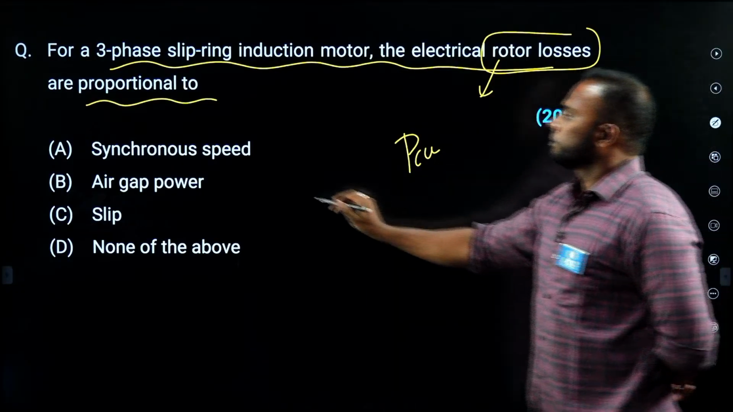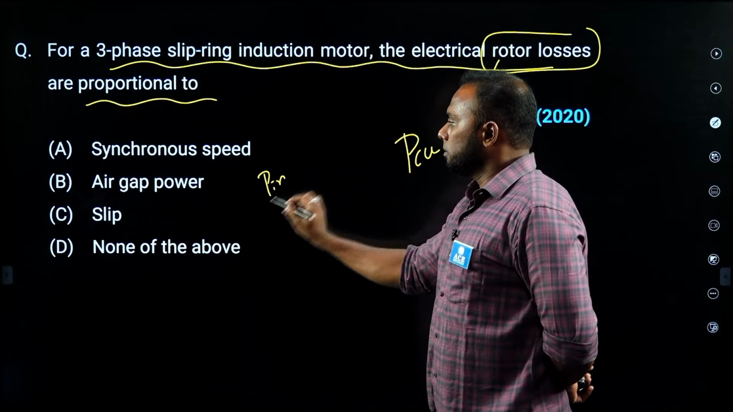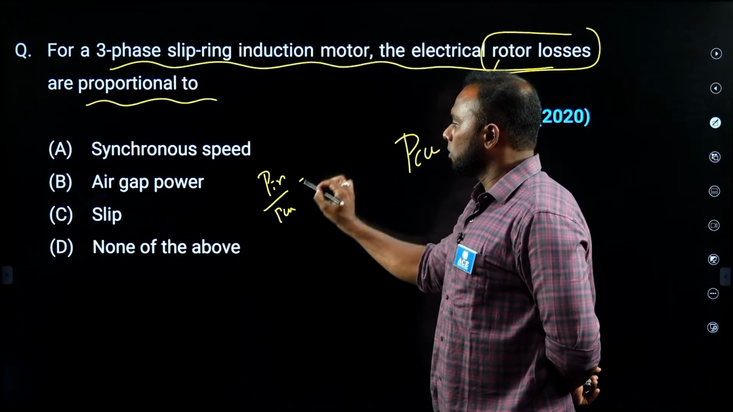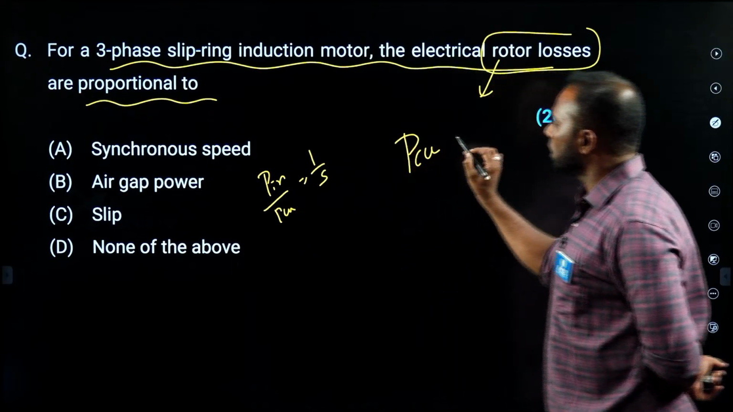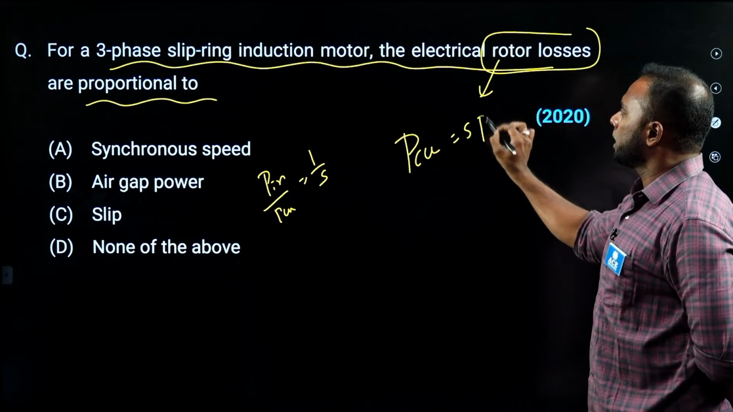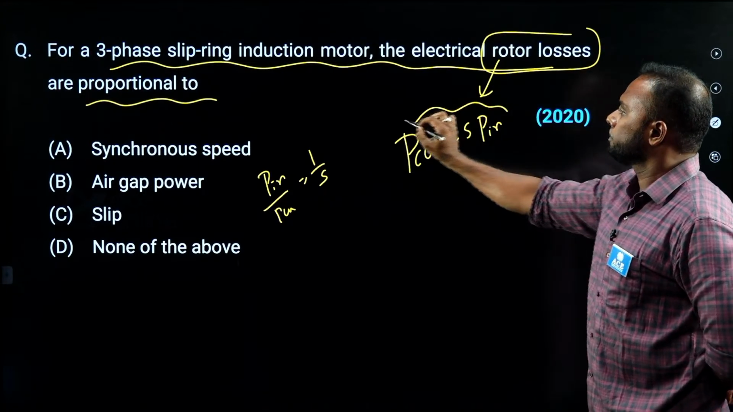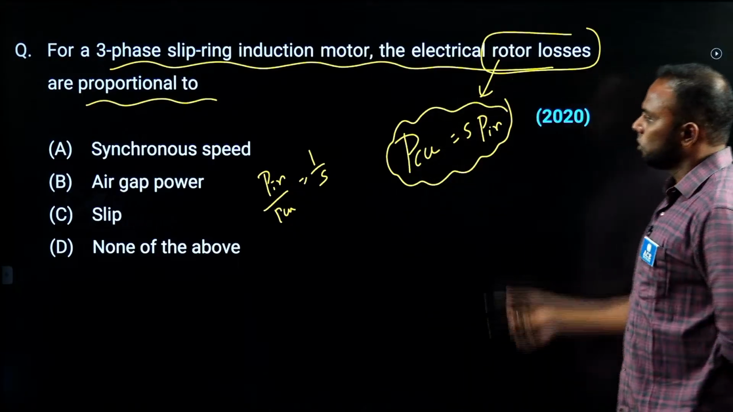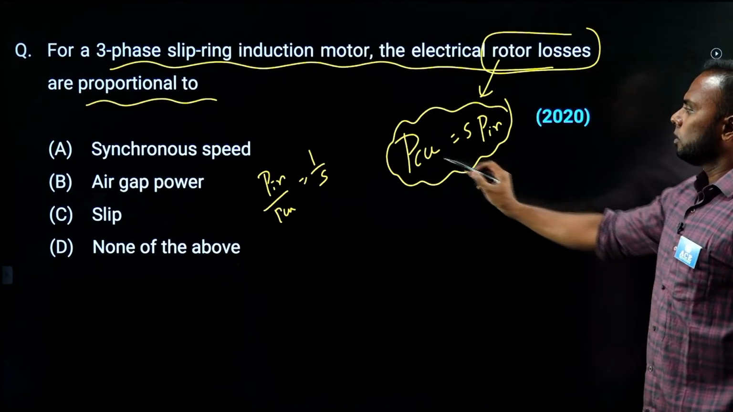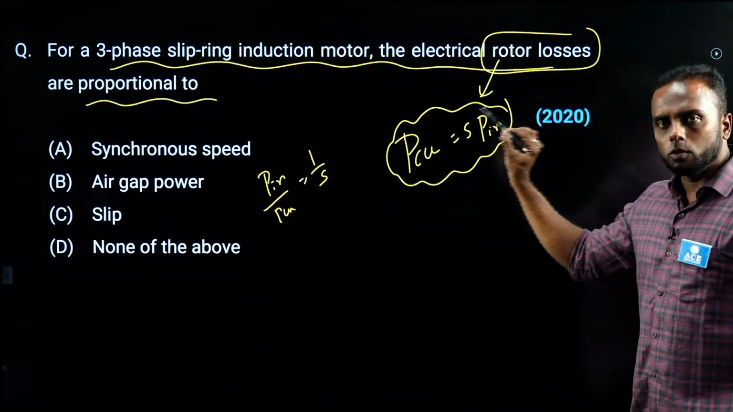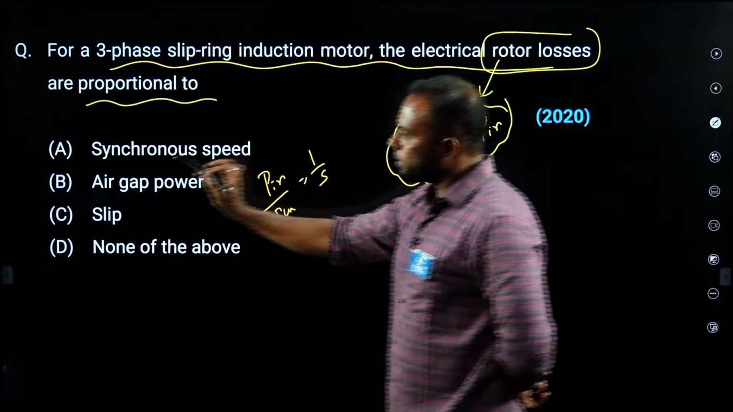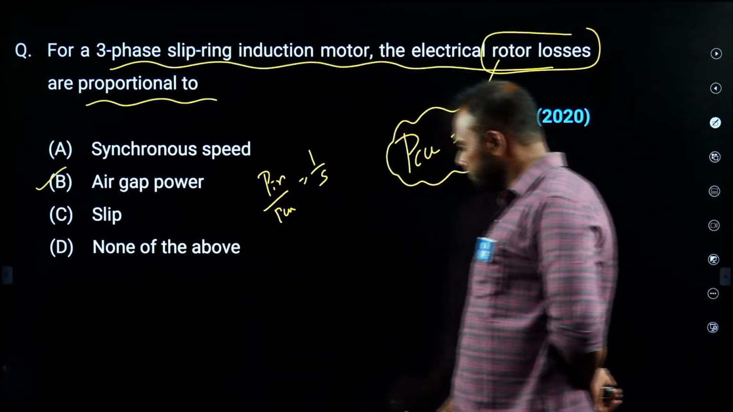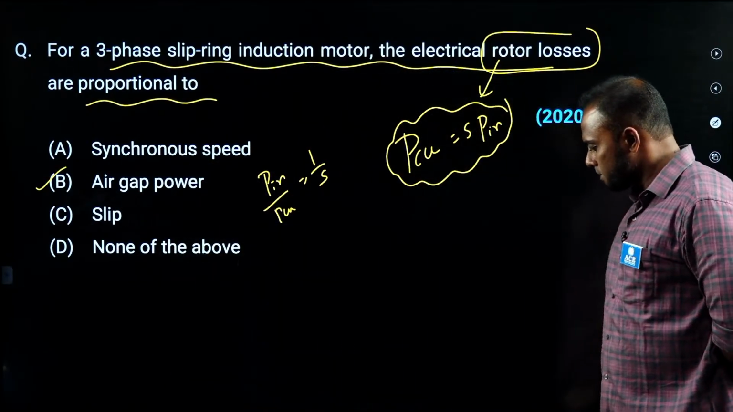If you remember, from the relation, rotor copper loss by rotor input is equal to S. Then what is the rotor copper loss equal to? Slip times the rotor input power. So from here, rotor copper loss is proportional to rotor input only, no? Which is nothing but air gap power it is. Okay? Right.